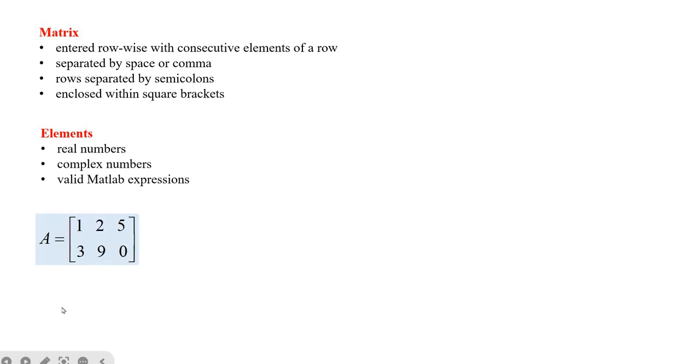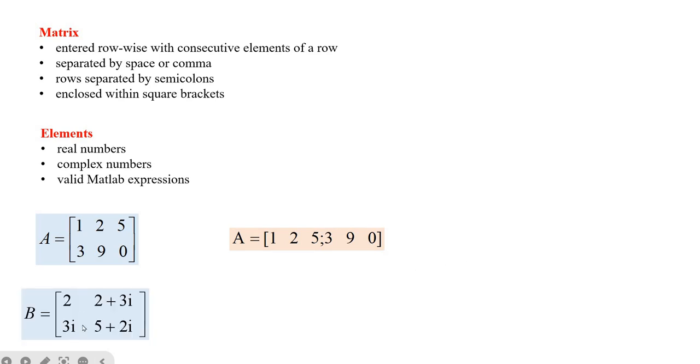So suppose I want to display this matrix in the command window. Here I want to display this as the output. What do I have to type? I have to type it as A in the editor window. I have to type A is equal to opening square bracket, 1 space 2 space 5. This will be my first row. Now I want to go to the second row, so I have to put a semicolon. Then I have to enter the elements of the second row separated by a space or a comma.